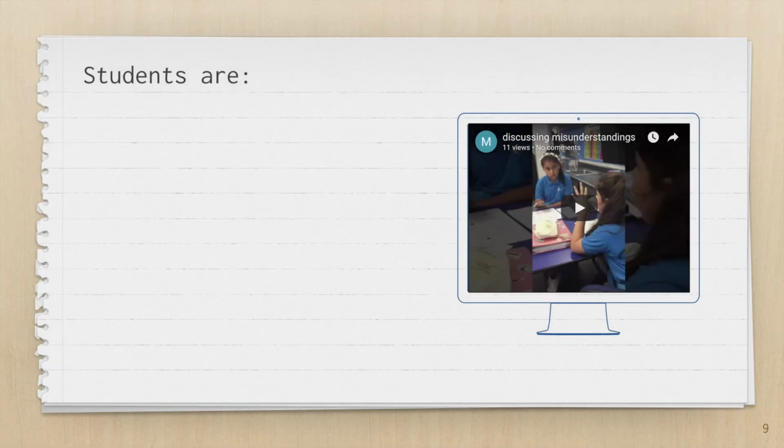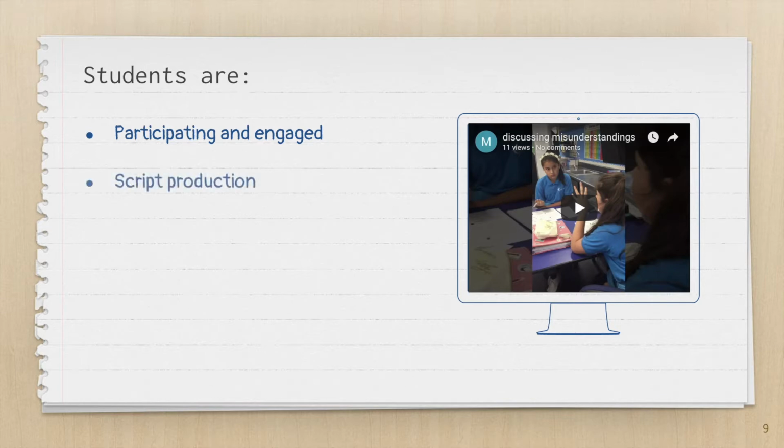Now that you've had a chance to reflect, we can see that each student is participating and engaged in the conversation. When students agree on an answer, they write it down on their script. Students are showing proficiency by deep diving in the standard and discussing the content. If students are able to discuss misunderstandings, then they must really know the content.